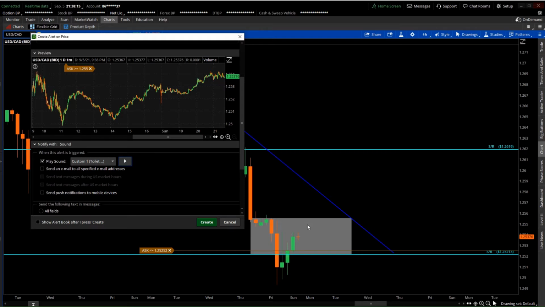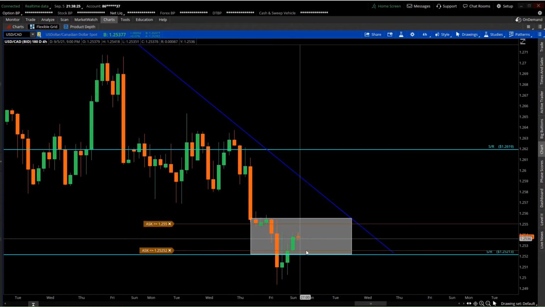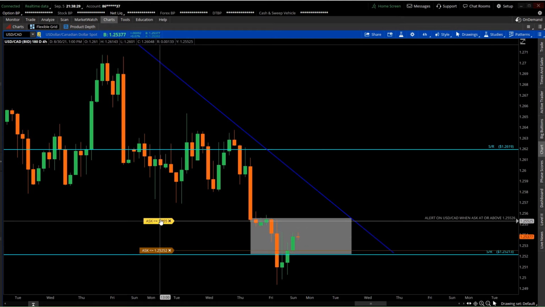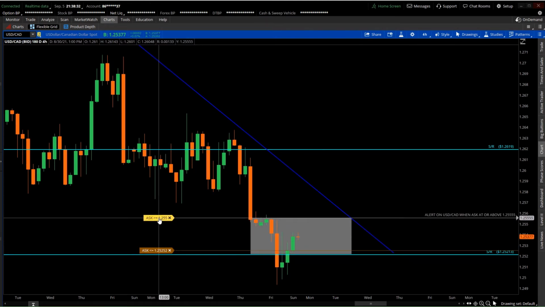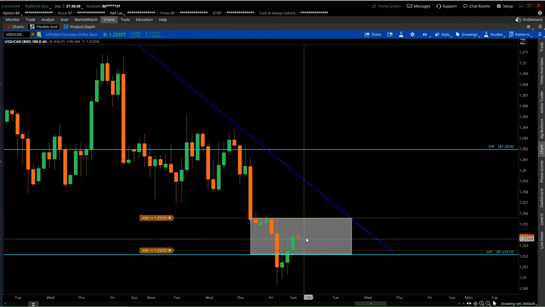So if price does move up and it doesn't touch this area down here, then I want to be notified, like an audience cheer. So I'll create that. So now I have price surrounded, right? So either way, well, let me just adjust this. Okay, so in either direction, I'll be notified.